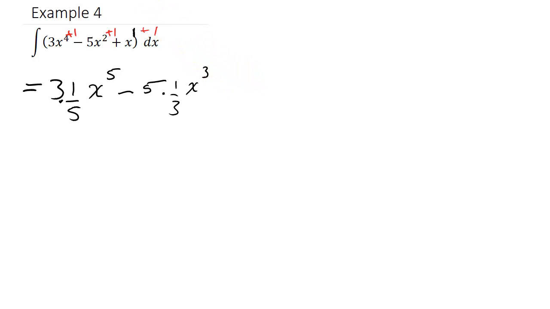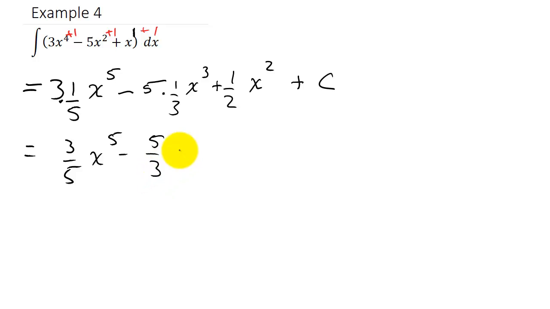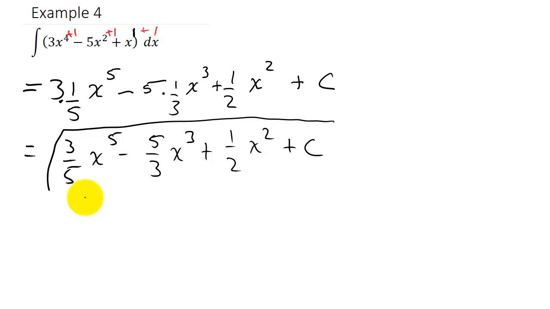So that's going to be plus, and then x to the 1 plus 1, that's going to be x squared. And then I multiply by the reciprocal of this exponent, so that's times 1/2, and then plus c. And so this is going to give me 3/5 x to the 5th minus 5/3 x cubed plus 1/2 x squared plus c. And this would be my answer.